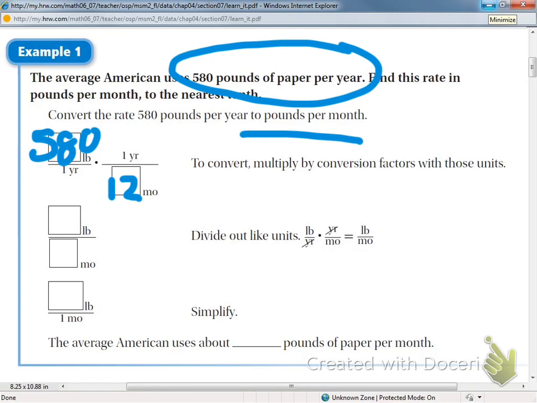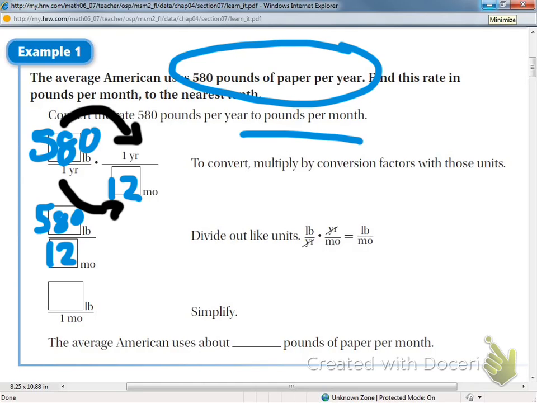multiply across and divide. Notice I did not say cross multiply. We are not multiplying across. No. We are multiplying 580 times 1 and 1 times 12. So 580 times 1 is 580 and 1 times 12 is 12.